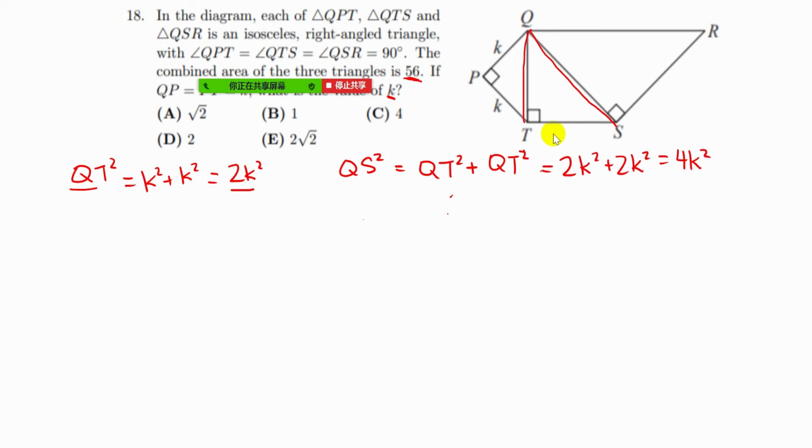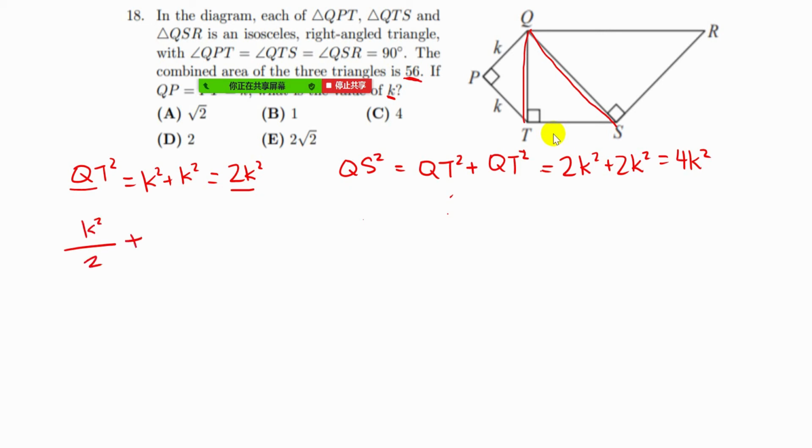And then after knowing what QT squared and QS squared is, we can figure out what K is. So if we add all of the surface areas of the three triangles, it would look something like this. For the smallest triangle, it would be the base times height divided by 2, and the base and the height are both K, so it would be K squared divided by 2.